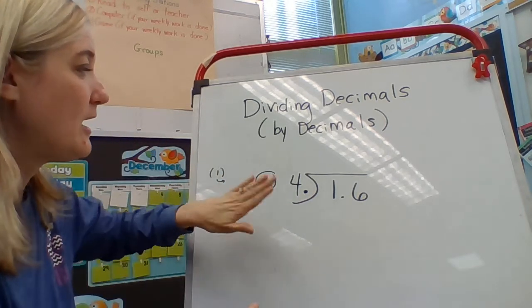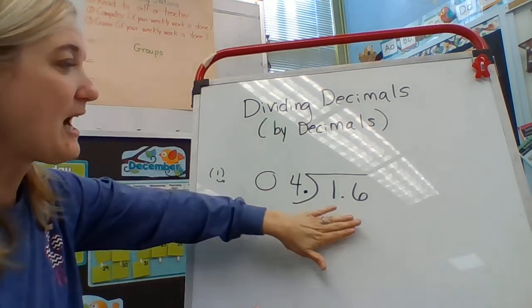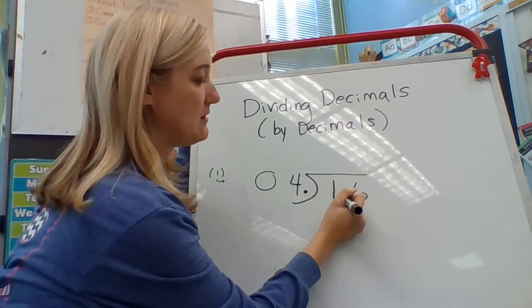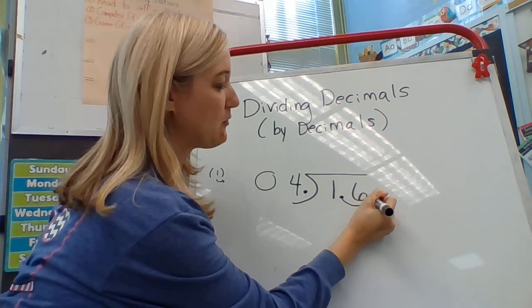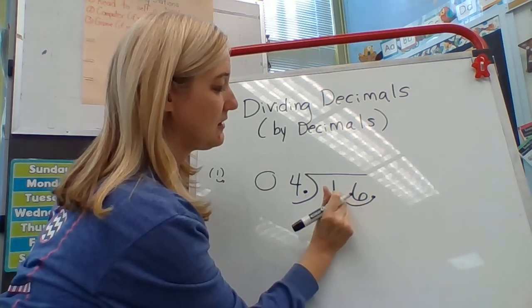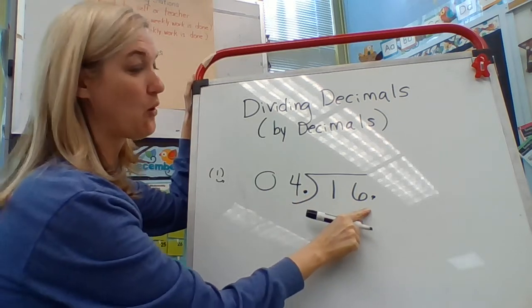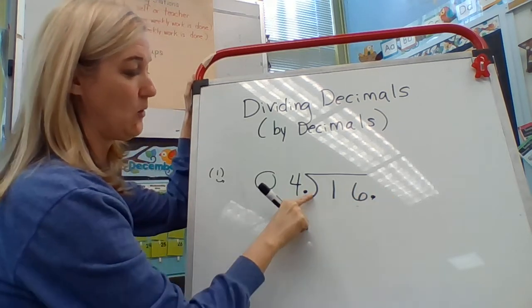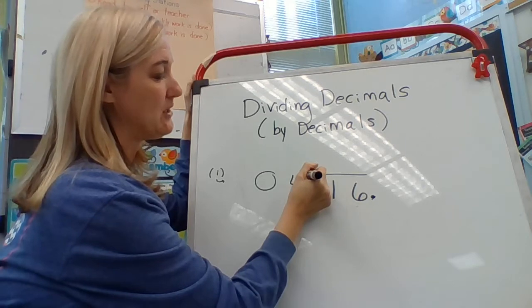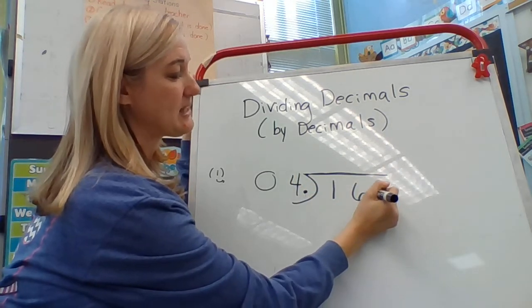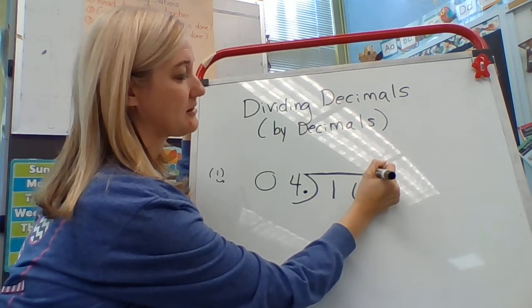Whatever I do to my divisor, I have to do to my dividend. So this decimal point is also going to move over one place value. So I moved it over one time here, so I'm going to move it over one time here. So one scoop, one scoop. Now we know when we're dividing, we take our decimal and we put it straight up in our answer.